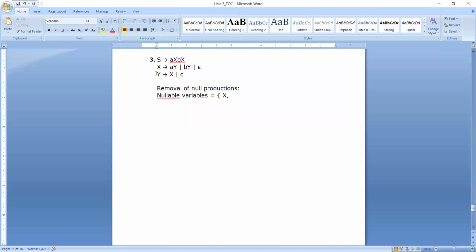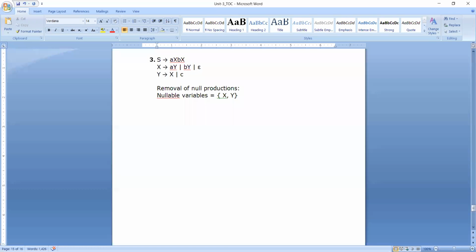Now if you observe over here, there is a production called Y derives to X. And we already know that X is a nullable variable which will give epsilon for us. Then automatically Y also is going to become a nullable variable. So I already told you that X is directly nullable, but Y is not directly nullable, but it is indirectly nullable. How is it indirectly nullable? Because there is a production called Y derives to X, and we already know that X is a nullable variable, then automatically Y is also going to become a nullable variable.